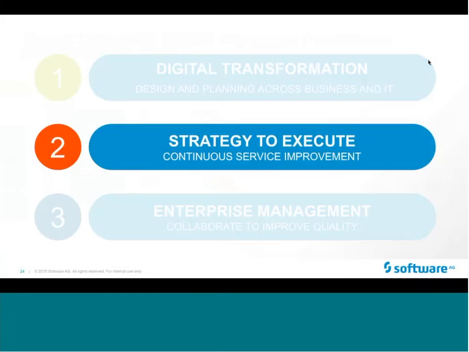So I quickly discussed digital transformation as the first way of using what you have in ARIS today, your processes, and extending them into, on the one hand, the business architecture, and on the other hand, the portfolio planning aspect. And through this, you're able to support a complete end-to-end transformation process, which helps you to differentiate against competitors in the marketplace. The next topic I would like to discuss is what we call strategy to execute.